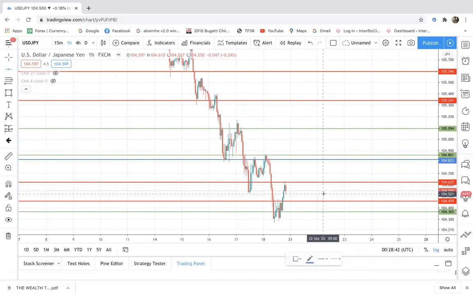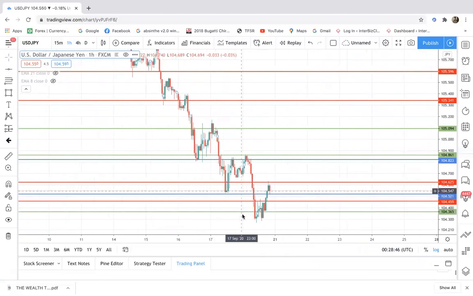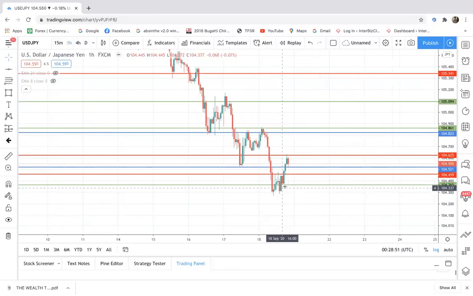Then I also see another level right here. This is where the market closed on Friday, and it looks to be a really nice support resistance level. So we had our entry on the 4-hour.